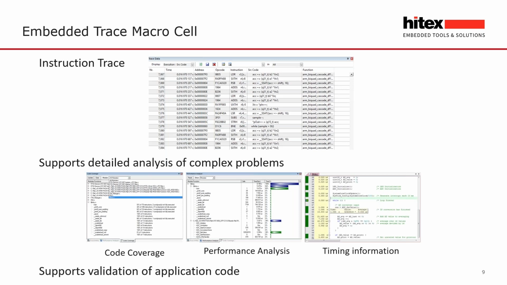But once we have that information, it's possible to provide additional debug views. So code coverage, we can validate every line of code that's been executed. Performance analysis, we can get runtimes of all of our functions. And also we can look at more detailed timing information within the editor view as well.